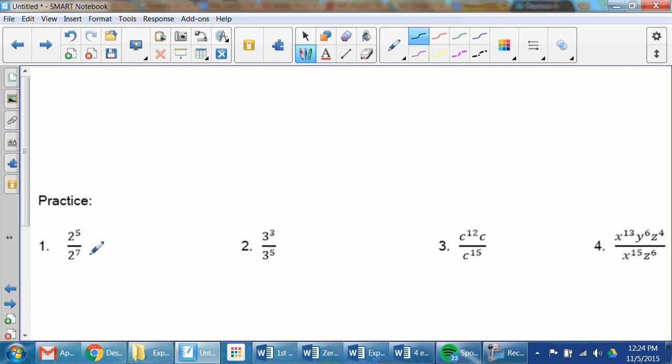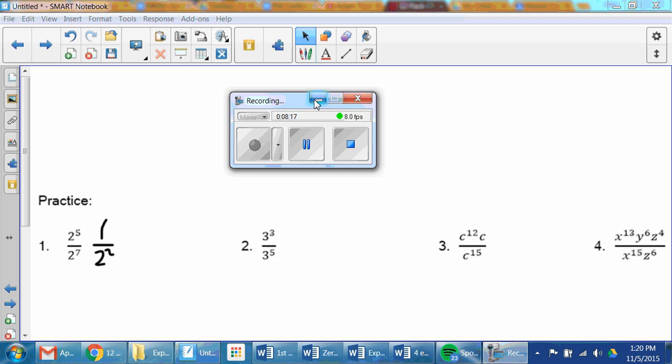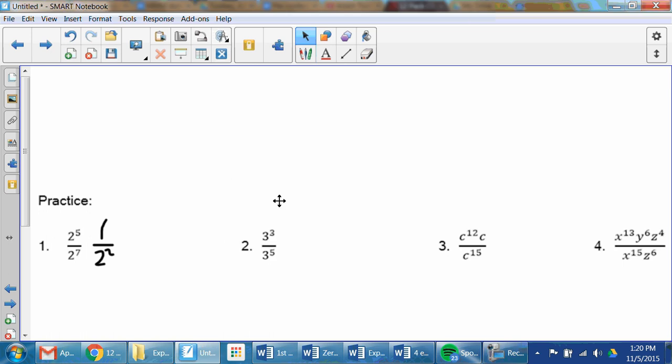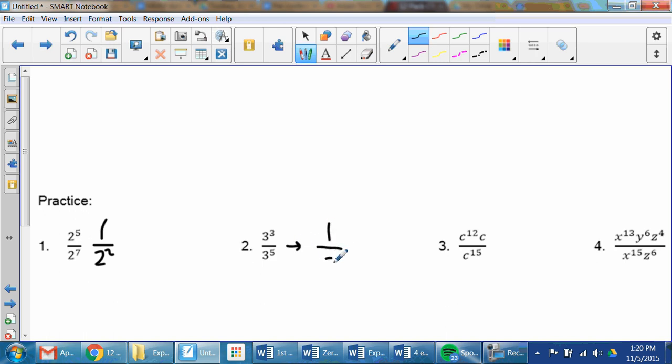2 to the 5th divided by 2 to the 7th. That gets me 2 extra 2's on the bottom. So I'd write 2 squared on the bottom and leave a 1 at the top. In number 2 here, we've got 3 to the third power over 3 to the 5th power. The bottom one has more, so this would reduce to be 1 over 3 to the second power because it has 2 more. Number 3 here, it's got c to the 12th times c.